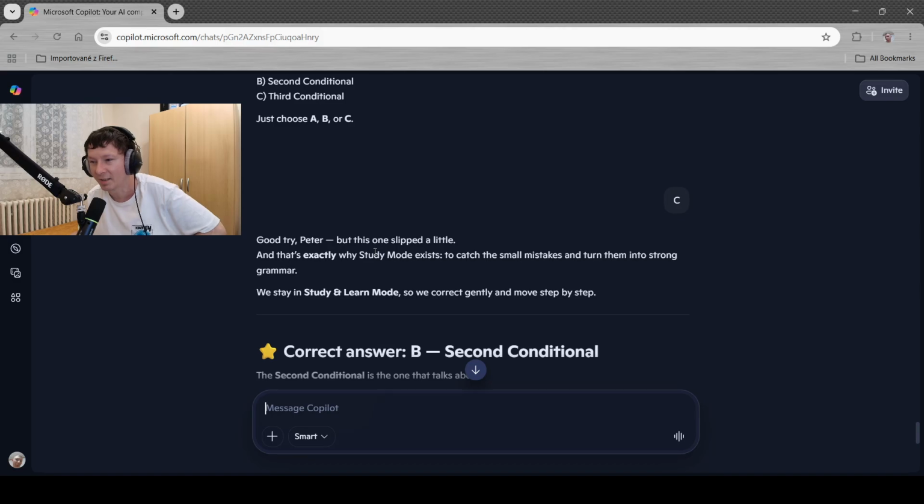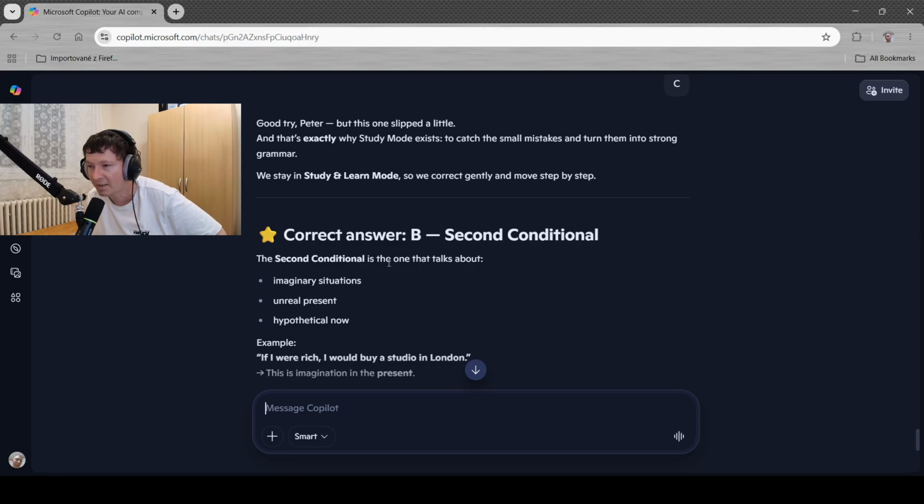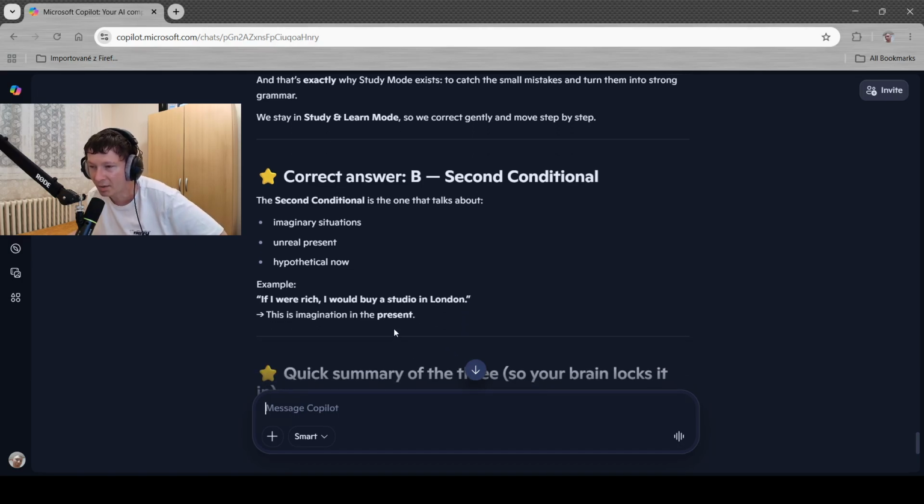Good try, Peter. Good try, but this one slipped a little. And that's exactly why study mode exists, to catch the small mistakes and turn them into strong grammar. We stay in study and learn mode, so we correct gently and move step by step. Correct answer is B. Second conditional. The second conditional is the one that talks about imaginary situations, unreal present, hypothetical now. Example: if I were rich, I would buy a studio in London. This is imagination in the present.